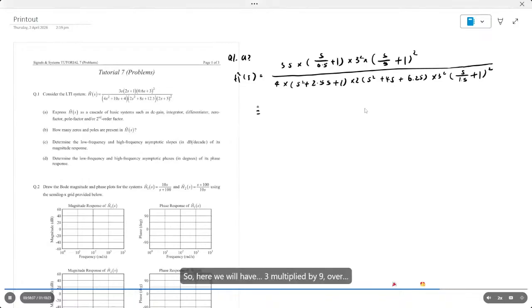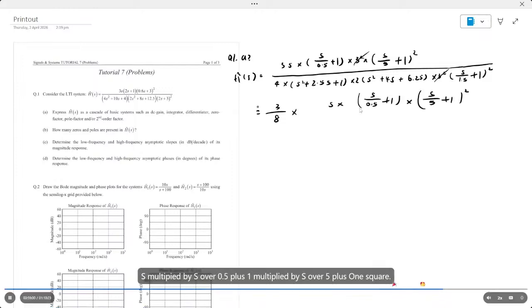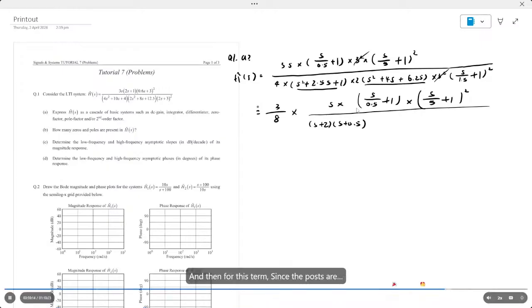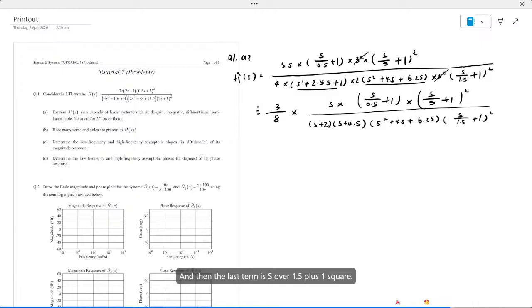Okay, so here we will have 3 multiplied by 9 over, so here 3 square can be cancelled, and then we will have 3 over 8 times s multiplied by s over 0.5 plus 1 multiplied by s over 5 plus 1 square, and then divided by, for this term we can write it as s plus 2 multiplied by s plus 0.5, and then for this term, since the poles are complex valued, we will leave it like that. So we will have s squared plus 4s plus 6.25, and then the last term is s over 1.5 plus 1 square.